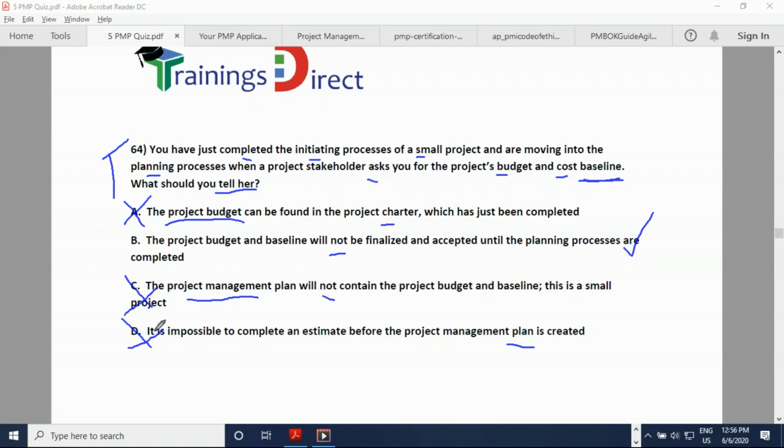So therefore, this is where we have to learn to handle the language and then zoom into B. Definitely a very clear statement. So you can tell them, and come back to the question always before finalizing the answer. What should you tell her? And what the person is asking for is the baselines. So B, budget and baseline will not be finalized and accepted until the planning processes are completed. So therefore, sounds good. I hope that sounds clear.